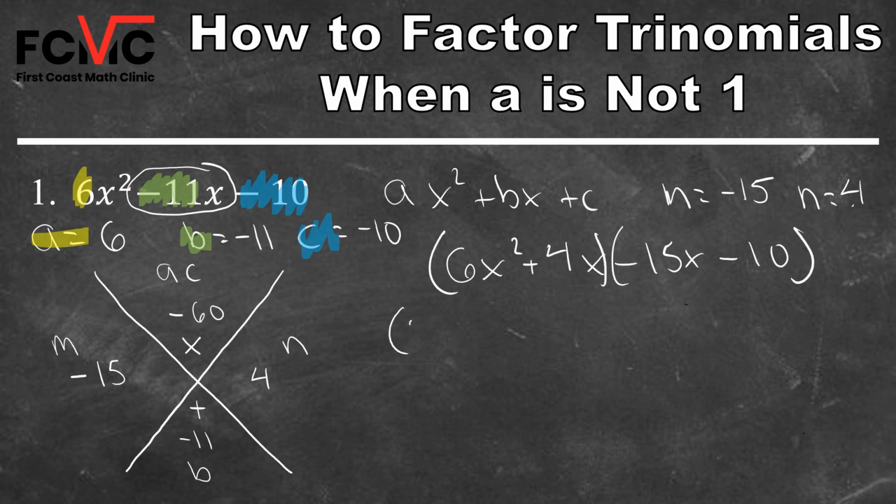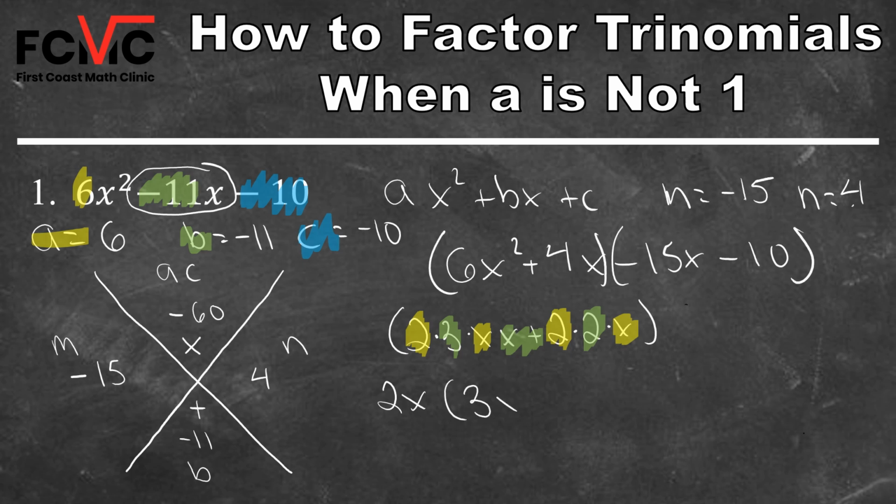So 6x squared, that is 2 times 3 times x, plus 2 times 2 times x. So what's our greatest common factor from here? That's going to be, we've got a 2, an x, and an x. So we can pull that 2 and the x out. And what do we have remaining? We've got a 3x plus 2. So pulling from our parentheses, our binomial, we're going to pull a 2 and x, or 2x, and we're going to keep the 3x plus 2 in our parentheses.